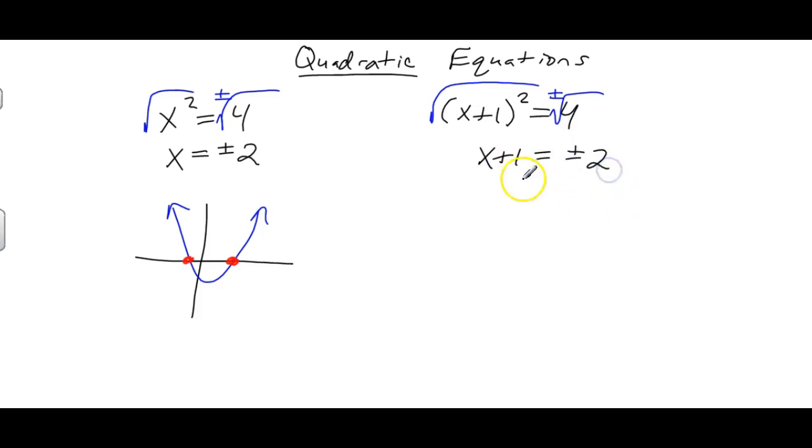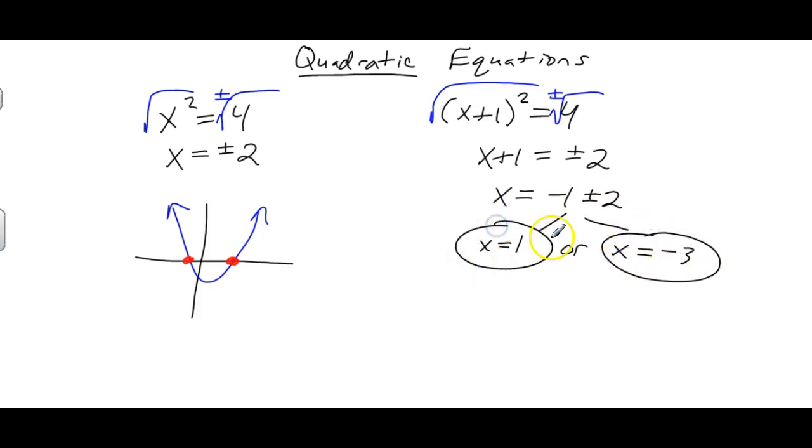Now, you're not quite done solving, but it's not hard from here. Just subtract 1 from both sides. You get x equals negative 1 plus or minus 2, which again is really two different answers here. That's negative 1 plus 2, which is 1, so x equals 1. Or negative 1 minus 2, which is x equals negative 3. And so we got two different solutions here.